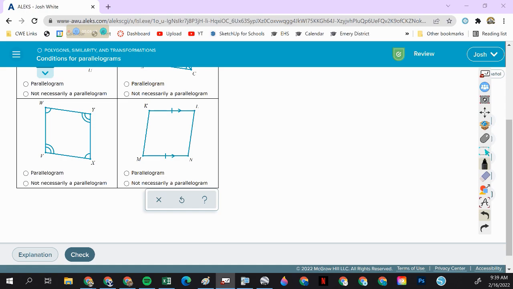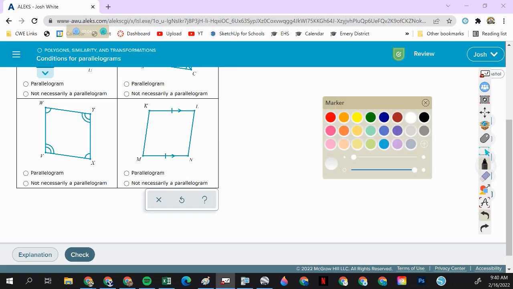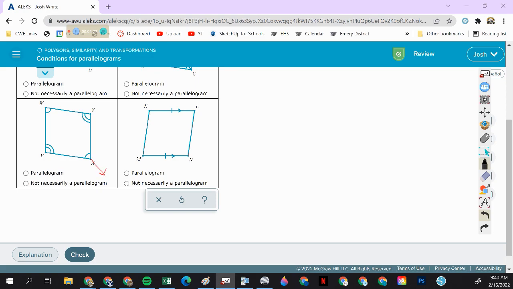If vertex V and Y have the same angle and vertex W and X have the same angle, does that have to be a parallelogram? So if I pulled on X, let's say I pulled X out, is that going to affect W? Yeah, X and W have to have the same angle. So if I stretch X out, then W has to stretch out as well. And that's true for all the sides. Okay? So yeah, that one has to be a parallelogram. Okay, the next one.